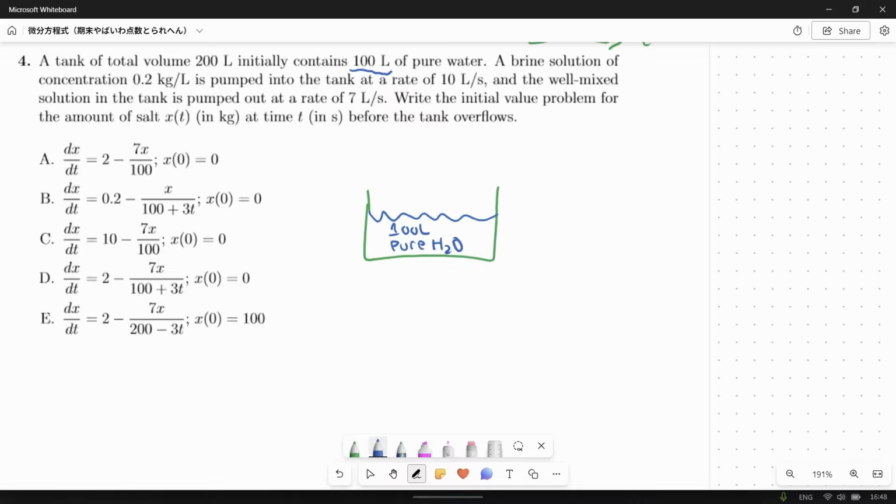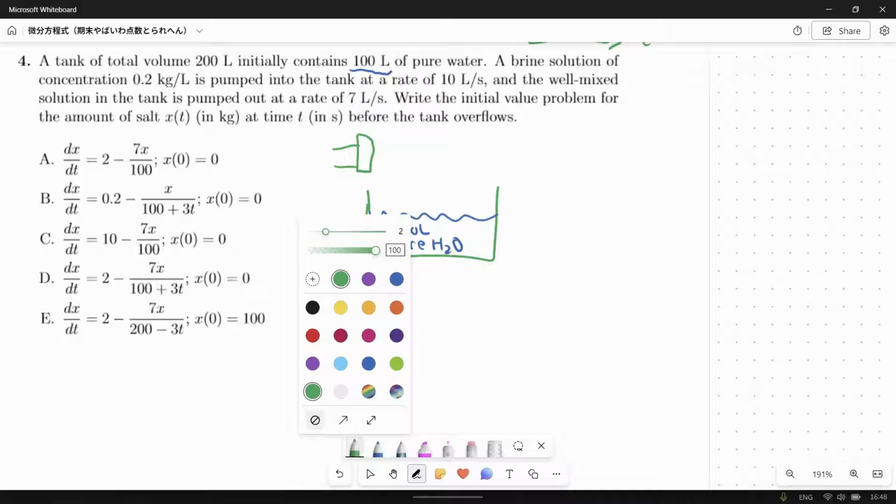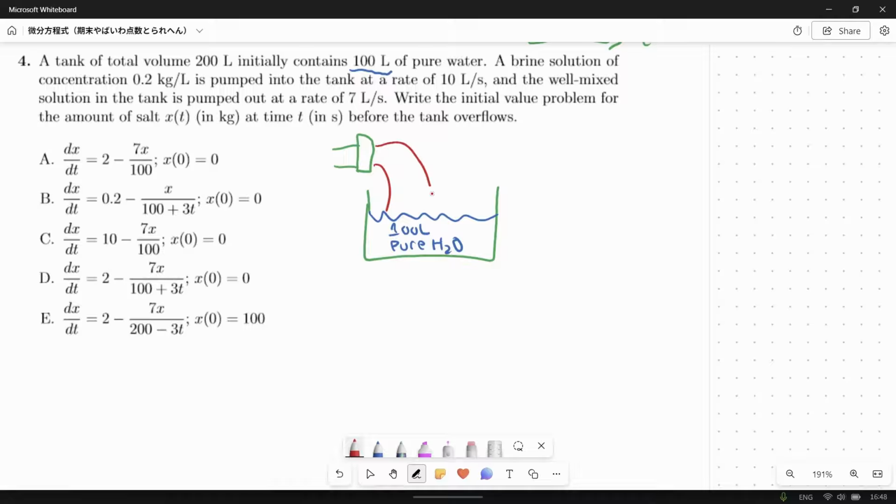And then it tells us that a brine solution of concentration 0.2 kilograms per liter is pumped into the tank at a rate of 10 liters per second. So we can say that some solution over here is being poured into the tank. I'll use red for that. It's going into the tank like this. And then it also tells us that a well-mixed solution, so the brine solution mixed with the pure water, is being pumped out at a certain rate. So we can say that there's a hole in the bottom of the tank, and the well-mixed solution is coming out like this.